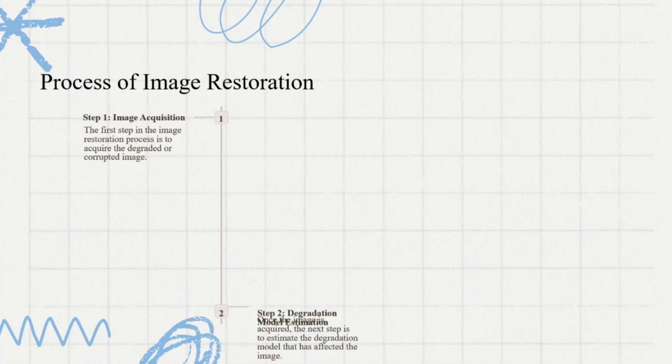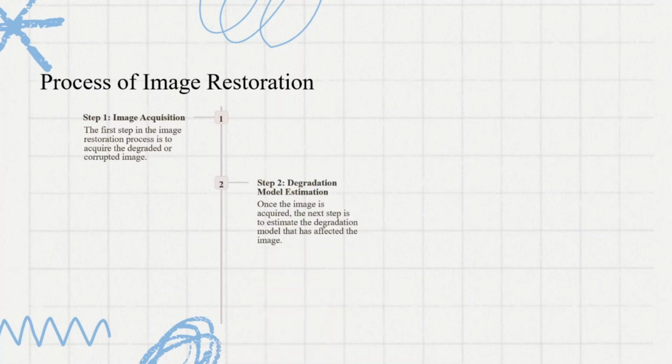Step 2, degradation model estimation. Once the image is acquired, the next step is to estimate the degradation model that has affected the image. This involves analyzing the image to identify the type and extent of the degradation, such as blurring, noise, or geometric distortion. The degradation model helps to quantify the specific impairments that need to be corrected during the restoration process.